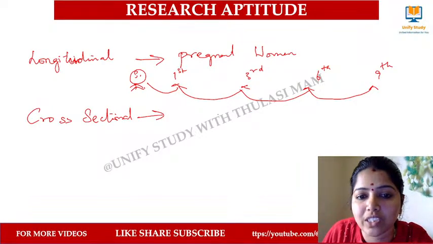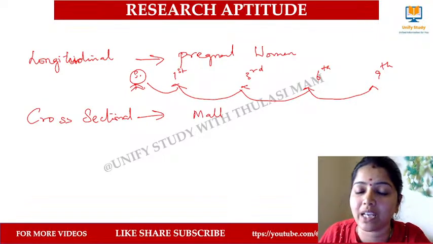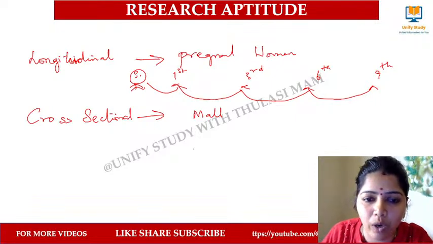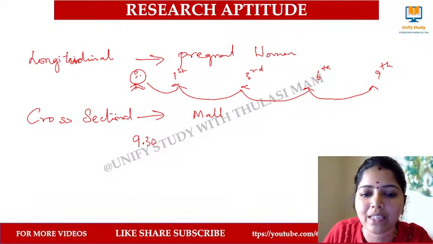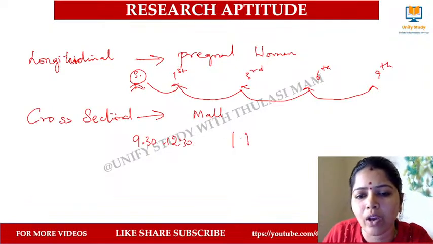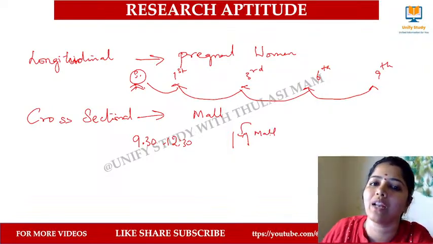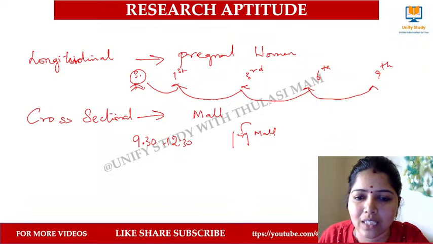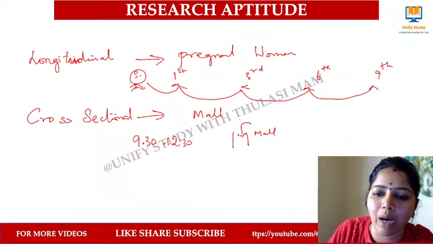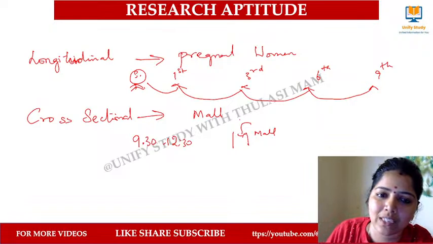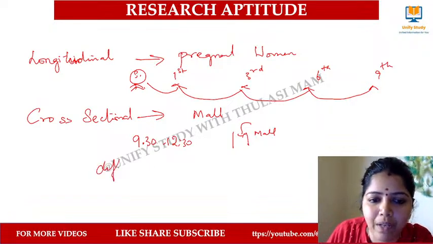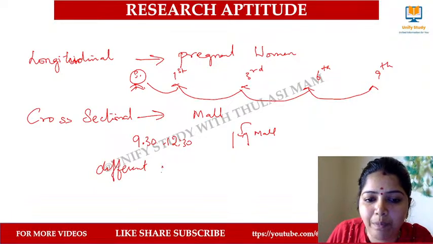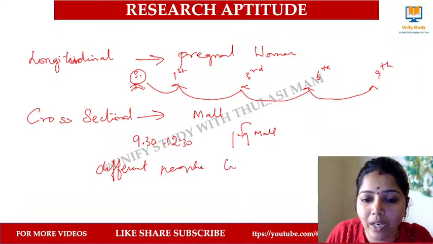When I take cross-sectional research, I am going to a mall. I just want to know about the customers' purchase habits. Then what I'll be doing, I'll be getting into the mall by 9:30 and staying till 12:30. Whoever enters the mall, I'll be giving the questionnaire to fill and interacting with them and getting the answers. See here, different people, but only one interaction.